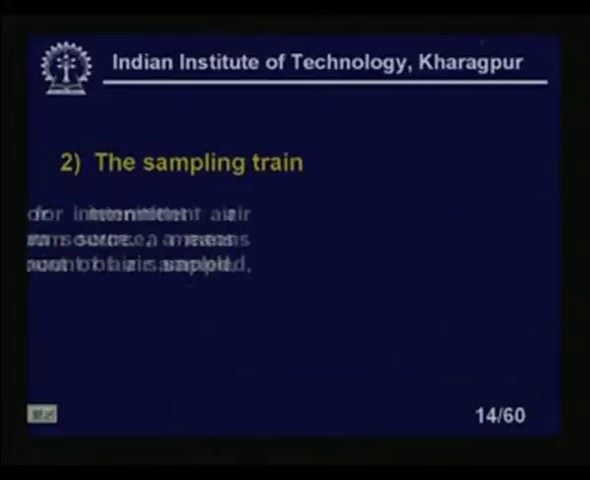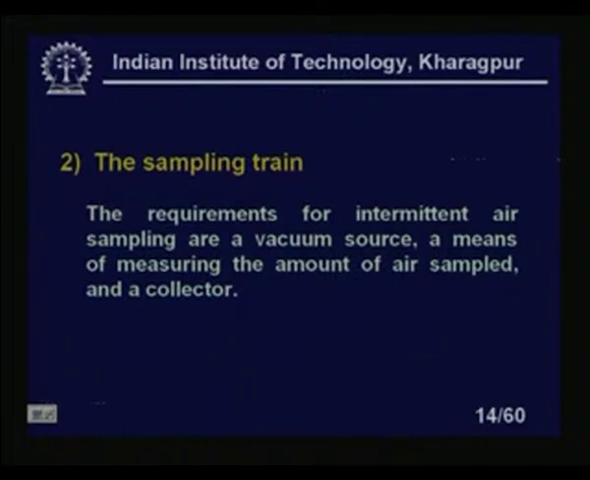Sampling train. The requirements for intermittent air sampling are a vacuum source, a means of measuring the amount of air sampled, and a collector. Okay. So, we have a vacuum source, a means of measuring the amount of air sampled, and a collector, because if there is no vacuum source, we cannot collect the sample, right.